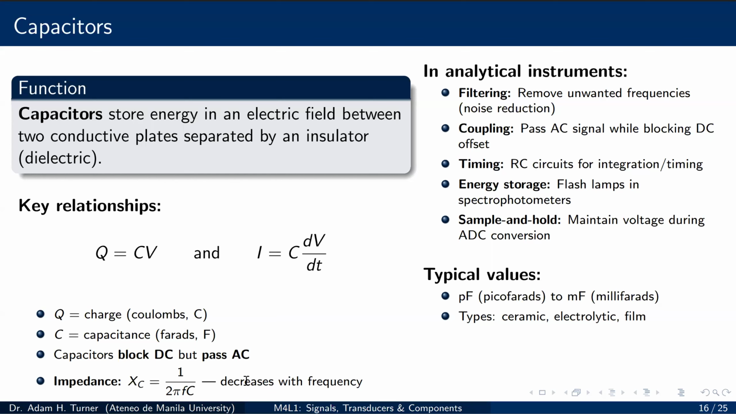So how does this get applied practically? A capacitor blocks direct current, DC. It won't let constant current through, but it passes AC. And the higher the frequency, the easier it passes. This is basically the basis of filtering. In instruments, capacitors filter noise, couple AC signals while blocking DC offsets, produce timing in RC circuits, store energy for flash lamps, and maintain voltages in sample and hold circuits during ADC conversion. Typical values range from picofarads to millifarads. The choice depends on the frequencies you're working with.